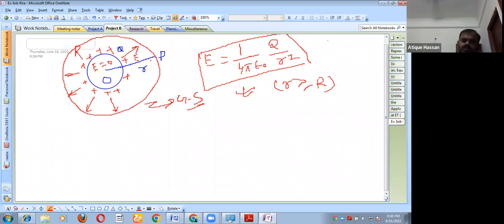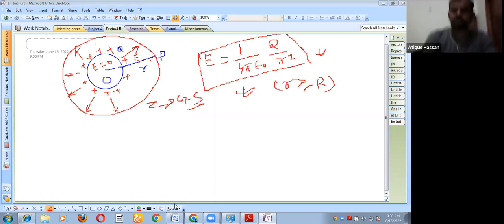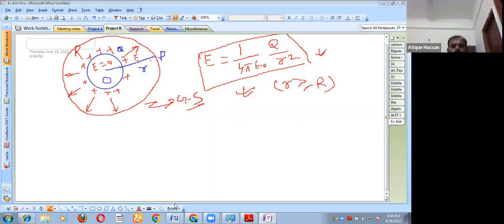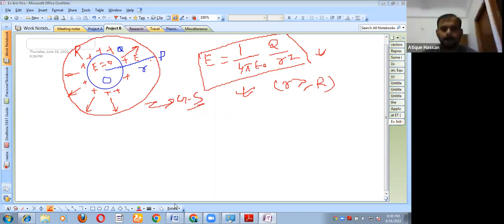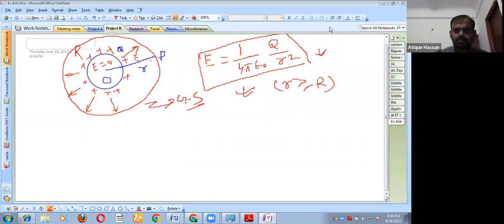So you have found this expression of electric field from Gauss law. Can you recall this one? Both of you, do you remember this formula? Shravya, Namuna, do you remember this formula? You may have found the electric field using Gauss law, that is 1 by 4 pi epsilon naught Q by R squared.